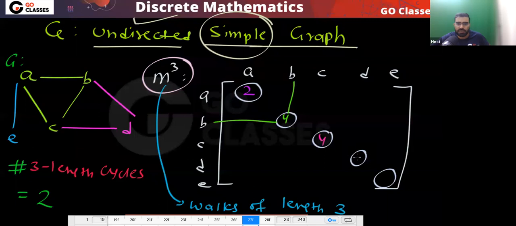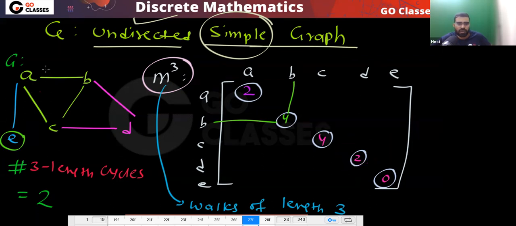From D to D, there will be 2. From E to E, there will be 0, because from E to E, there is no walk of length 3. So that will be 0. It is not part of any triangle. See, D is part of one triangle. That is the reason 2. This 2 means it is part of one triangle.